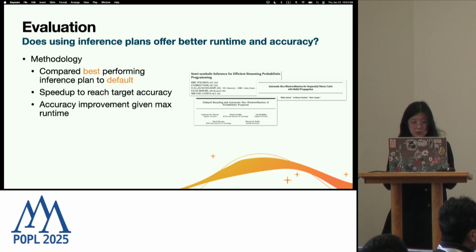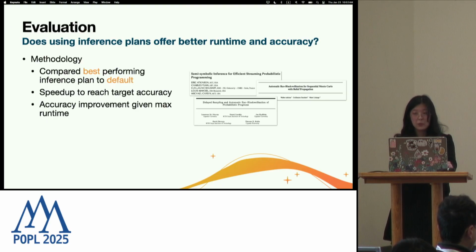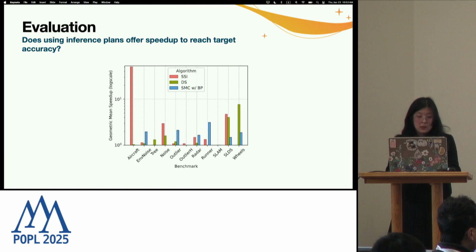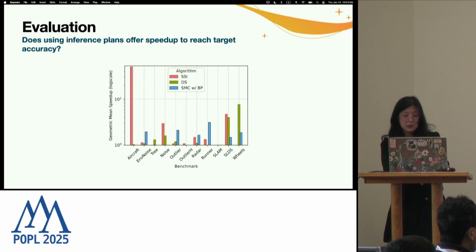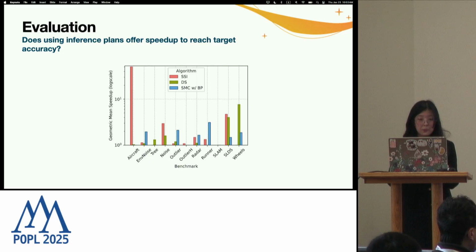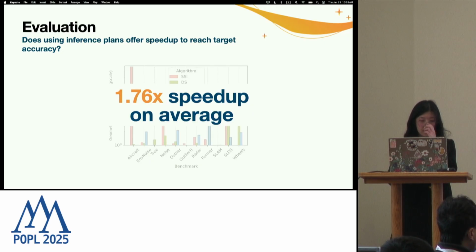behavior of these algorithms? So using 3 different hybrid particle filtering algorithms, we evaluated every satisfiable inference plan for each benchmark on the basis of runtime speedup and accuracy against the default. To summarize the result, for each benchmark and algorithm, we computed the geometric mean of the speedup across variables. So if there is a bar, that means there is an alternative plan that is faster than the default behavior. So as we can see, for all 3 algorithms, alternative inference plans are often faster than the default. Overall, it provides 1.76 times speedup on average.